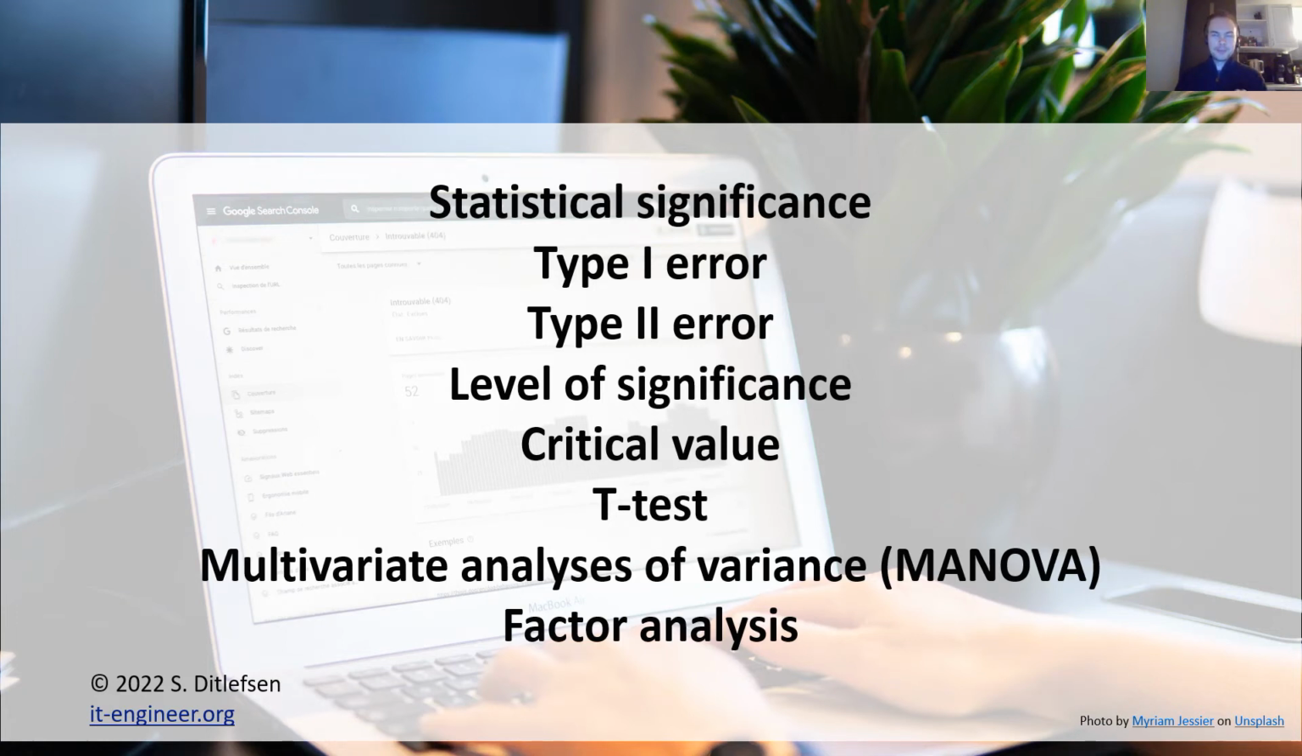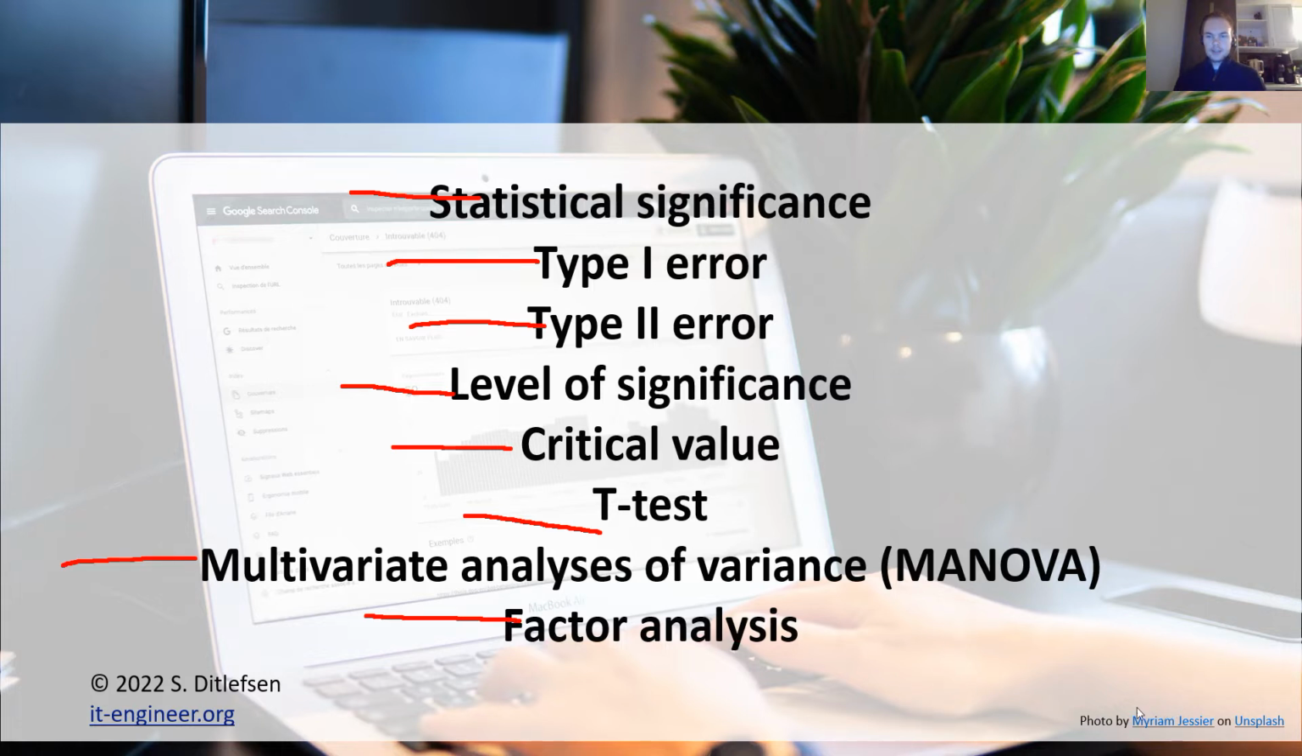Welcome to this research presentation on statistics, and we're going to do some explanation of important subjects in statistics and research, and they are statistical significance, type 1 error, type 2 error, level of significance, critical value, t-test, and multivariate analysis of variance, MANOVA. And lastly, factor analysis. So there's a lot of subjects, but we will get through it. And after this presentation, you will know what these subjects are.